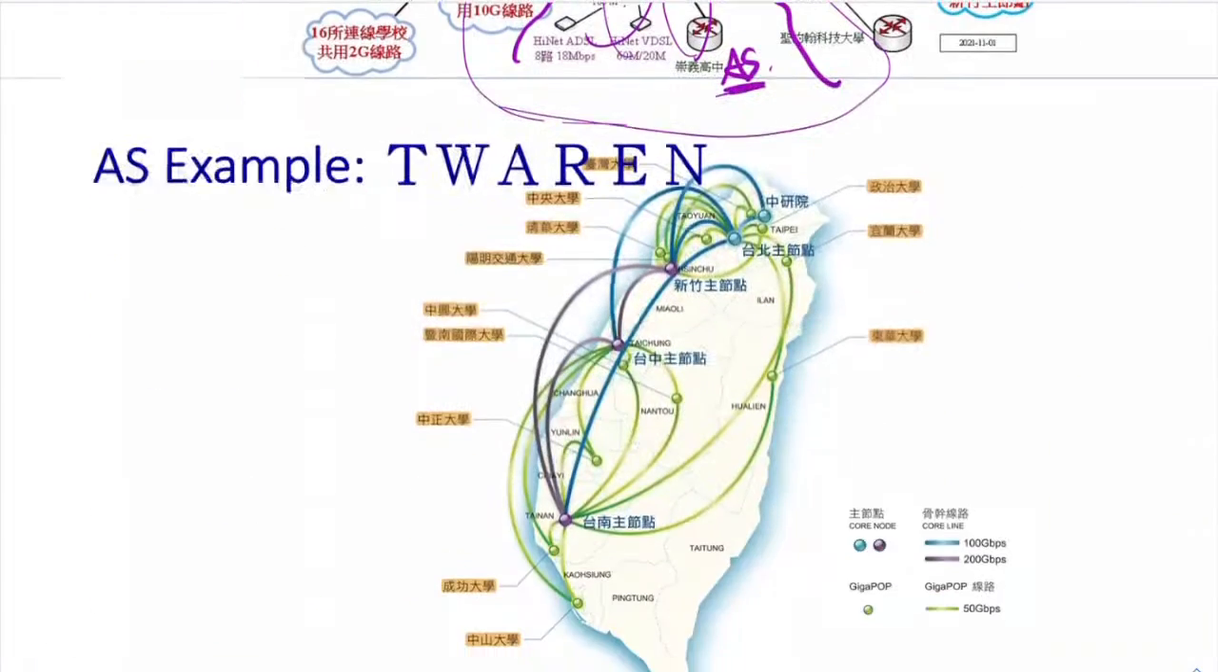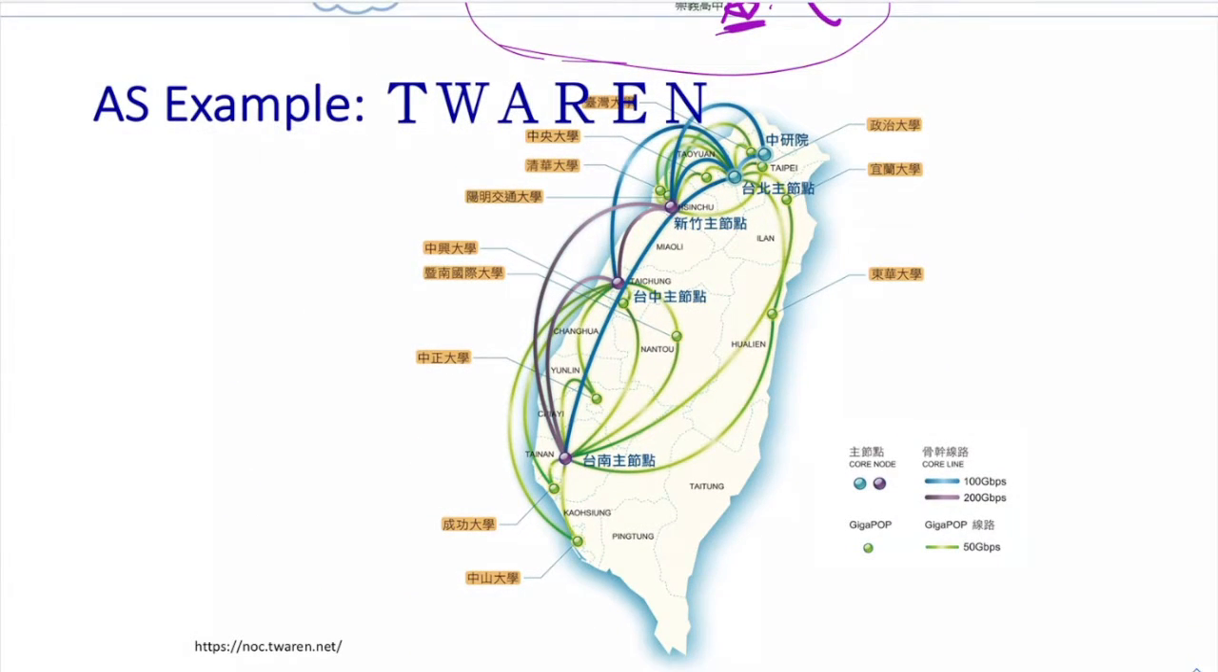The other is Tanet, another high-speed network built by our government. We have several different nodes. NCCU, NTU and Academia Sinica are three of the major nodes in the north of Taipei, and there are some other universities responsible for connecting all the networks, all the ASes, together using this high-speed backbone line.